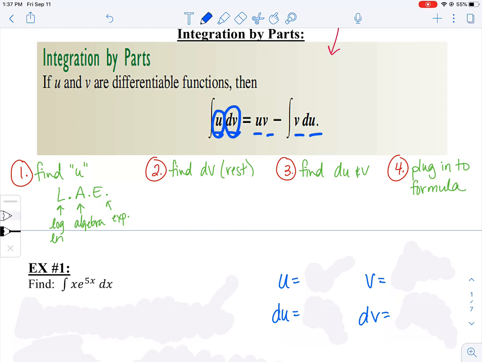Once I have a u, I should be able to find the derivative of u, du. Once I have a dv, I should be able to find the integral, or find v. If I'm given the derivative of v, dv, we should be able to work backwards and find what v is by taking the integral. Once I have all four of those pieces, I can then plug all four of those pieces into this integration by parts formula. And that'll help me figure out what the integral is of the original problem.